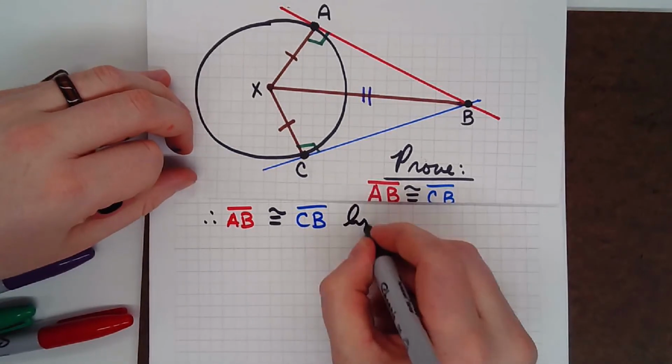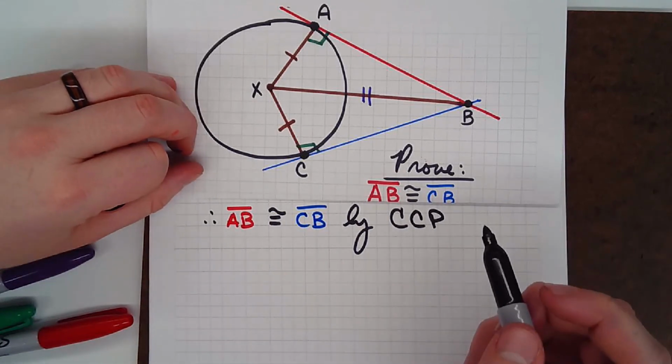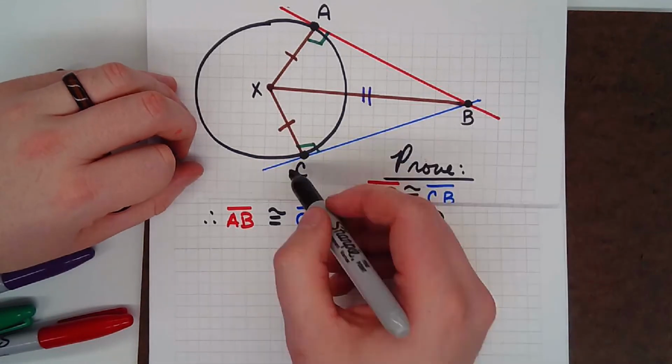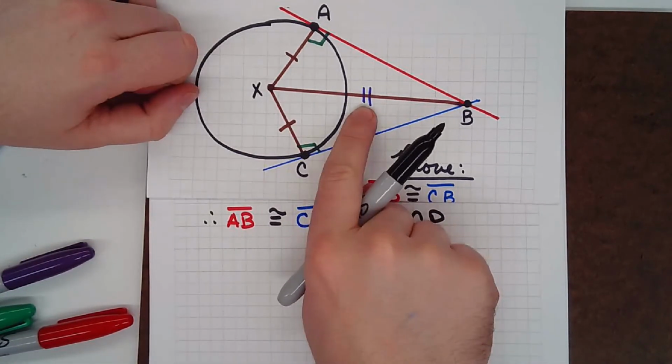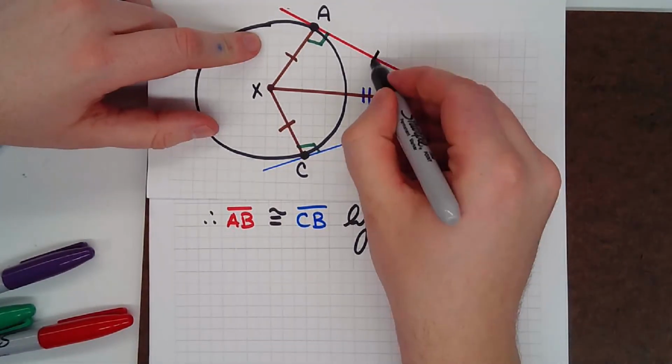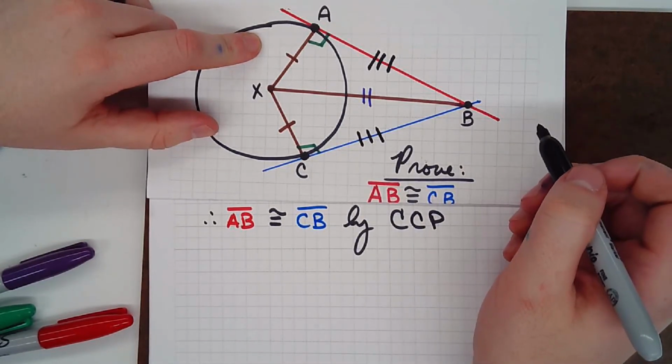Corresponding congruent parts of triangles are congruent. So if these triangles are congruent, then the corresponding parts are congruent. These correspond, so they're congruent. These correspond, so they're congruent. And therefore, these correspond because they are congruent. So we know that to be true by CCP, and that is our proof.